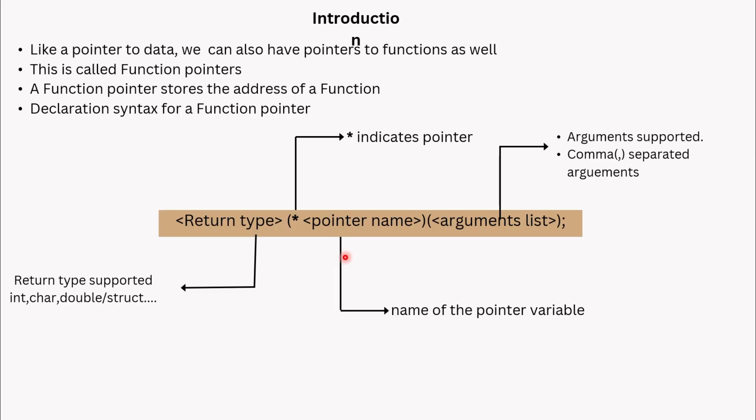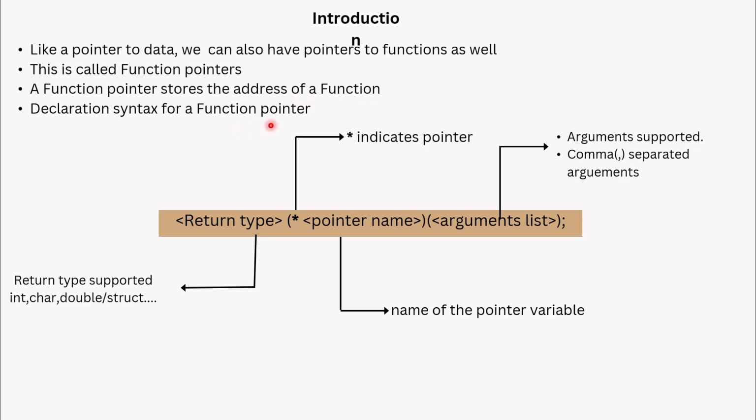Let's start. So first, a function pointer is like a pointer: you can have a pointer to data or a variable, and similarly, you can also have a pointer to a function. If you have a pointer to a function, it is called a function pointer. The function pointer actually stores the address of a function, like how a pointer to a variable stores the address of the variable. Similarly, a function pointer stores the address of a function.